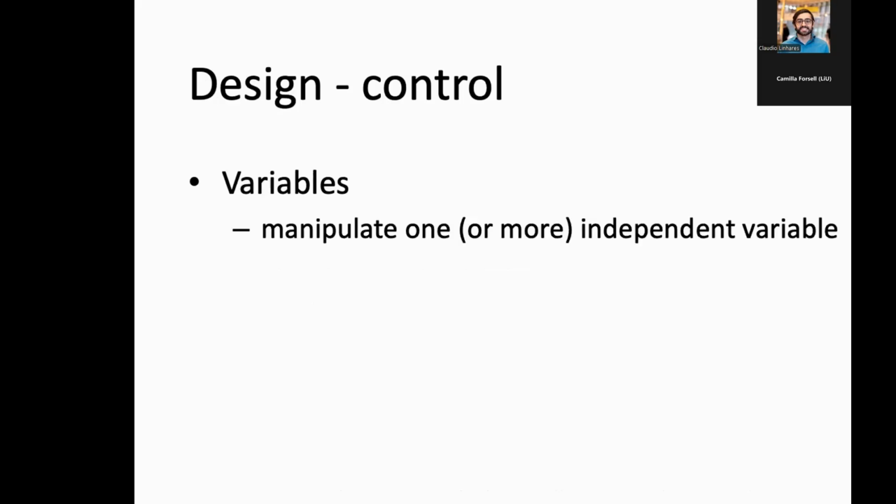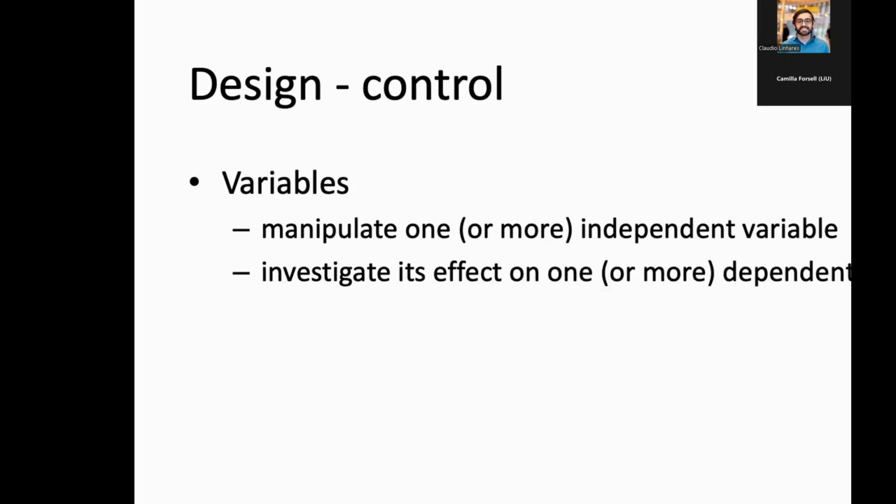And if we look here into the name variable, in qualitative research, we don't really talk about variables. We talk about concepts, constructs, etc. But in quantitative research, we talk about variables. And what we do is that we manipulate one or more, sometimes many, independent variables. And then we measure the effect on one or more dependent variables, right?